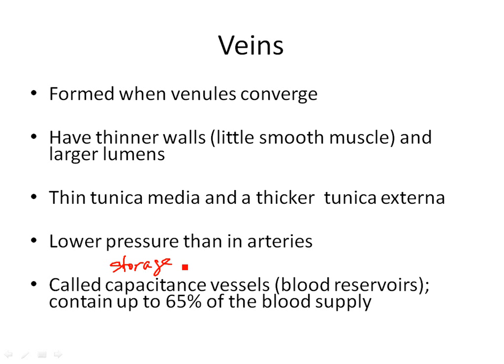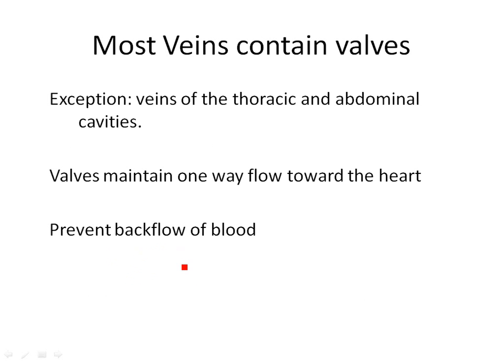So you actually store a lot of your blood in the venous system. 65% of your blood supply is going to be found here, and they're rarely filled up. They're only partially filled, but the venous system does act as a storage reservoir for blood. Now, an interesting thing about veins is that they contain what are called valves. There's an exception to this. You don't have valves in the thoracic and abdominal cavity veins, but everywhere else, especially in the extremities, you're going to have valves. And what happens with a valve, they're designed to prevent backflow.